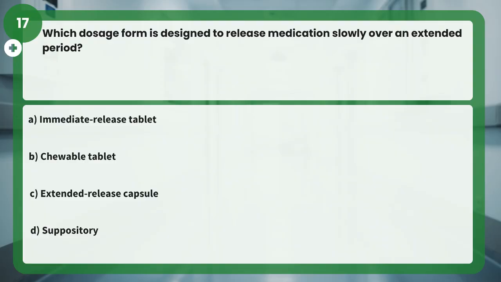Question 17. Which dosage form is designed to release medication slowly over an extended period? A. Immediate release tablet. B. Chewable tablet. C. Extended release capsule. D. Suppository.